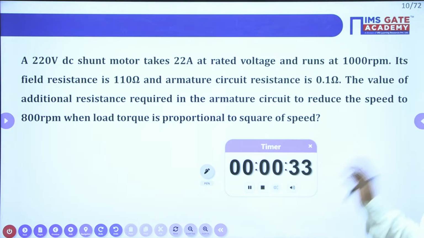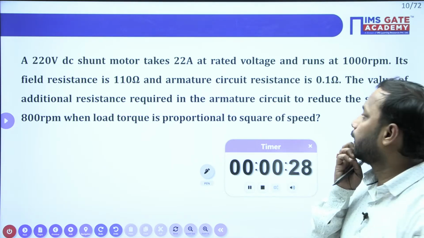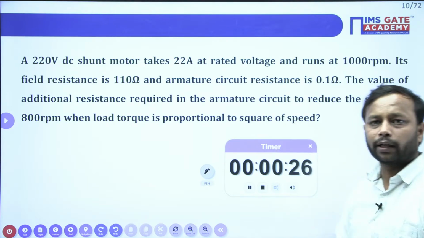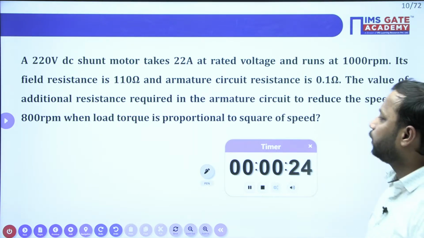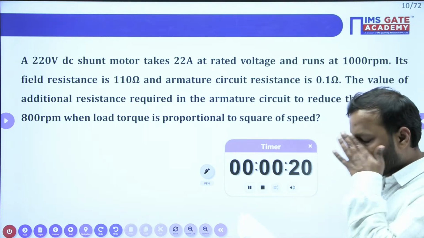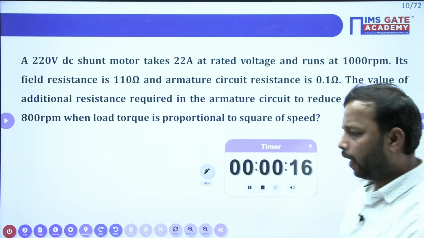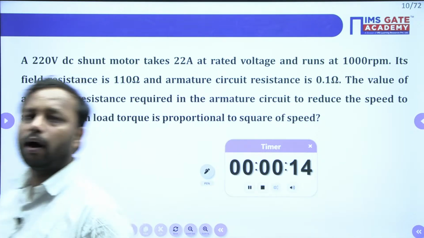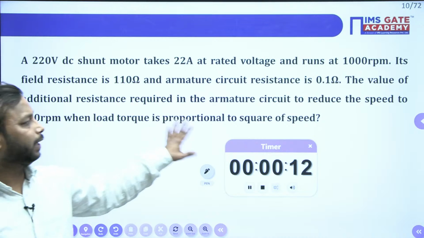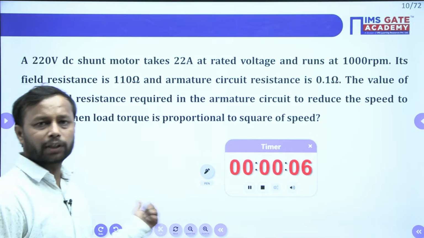This question is very, very important because the frequency of this question is very high. If you see the questions of GATE, definitely you are going to have this kind of question from the DC machine. Definitely you will have a question from this topic, you can say, in GATE 2023. So this topic is very, very important.